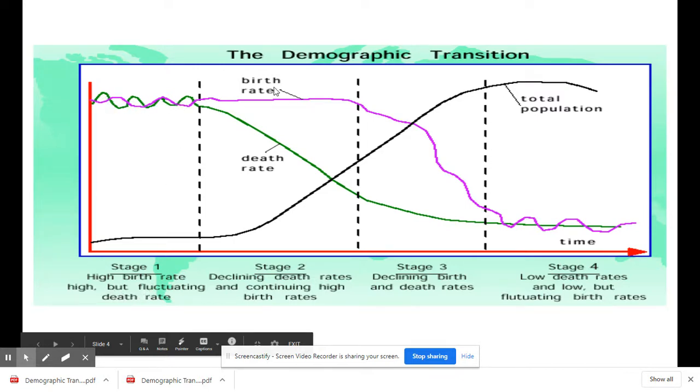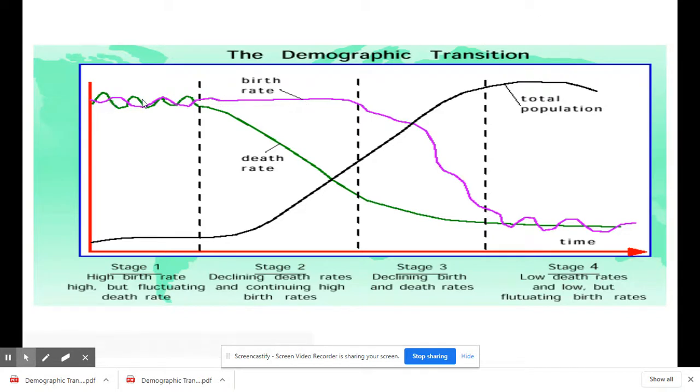So hopefully you're not colorblind, because the purple line is the birth rate, the green line is the death rate, and then the black line is the population rate. So what am I seeing in stage 1? I'm seeing that this must be a population that is having a lot of babies. Look at this high birth rate here. But they're also a population that is dying often. They have a high death rate. Why are they dying?